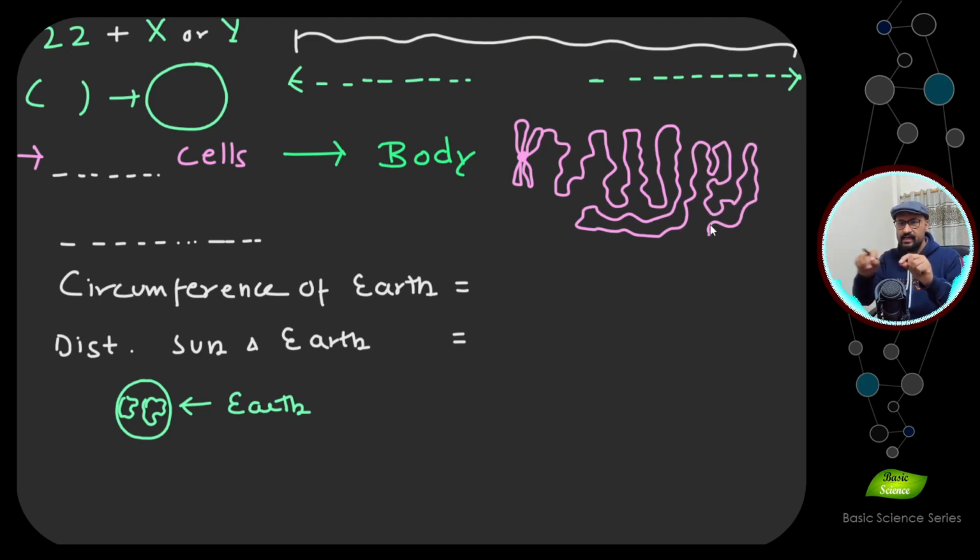Now, if I linearize this DNA, it has been found that the length will be 1 meter from one haploid cell. So all the chromosomes, if you take them, will be 1 meter.